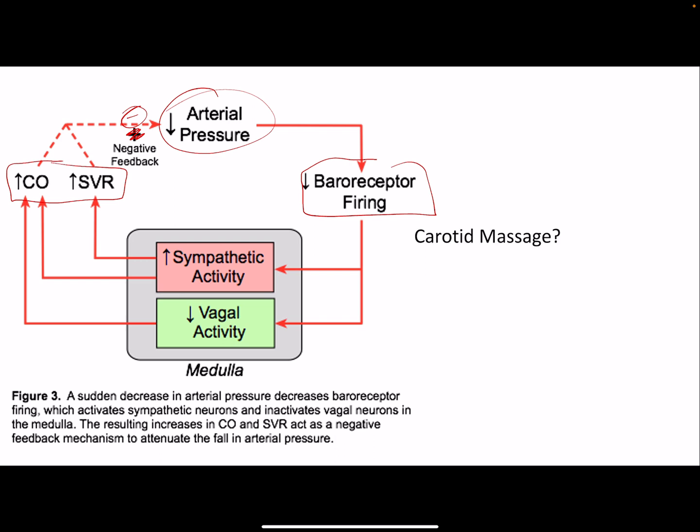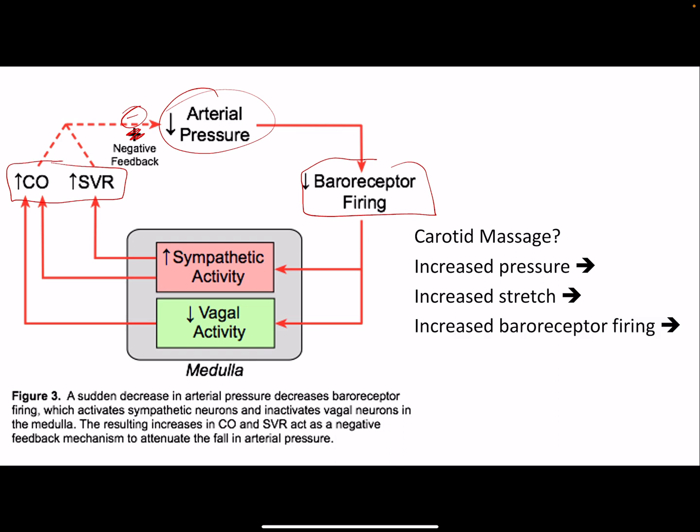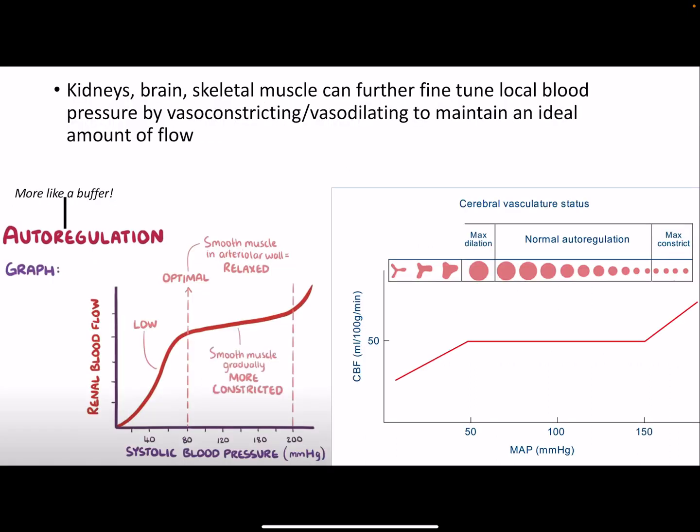And what happens if we have a carotid massage? So if you apply pressure to the carotids, this will increase the pressure. This increases the stretch of the baroreceptors, which increases their firing rate. And this is going to cause a parasympathetic slowing of the heart. So upregulating parasympathetic and decreasing the sympathetic response. So we can further fine-tune local blood flow by vasoconstriction and vasodilation.